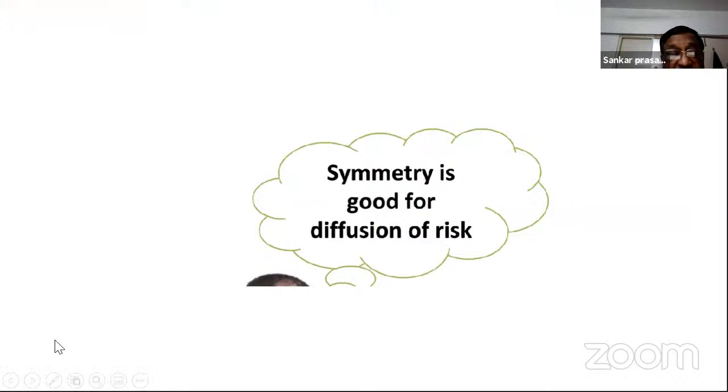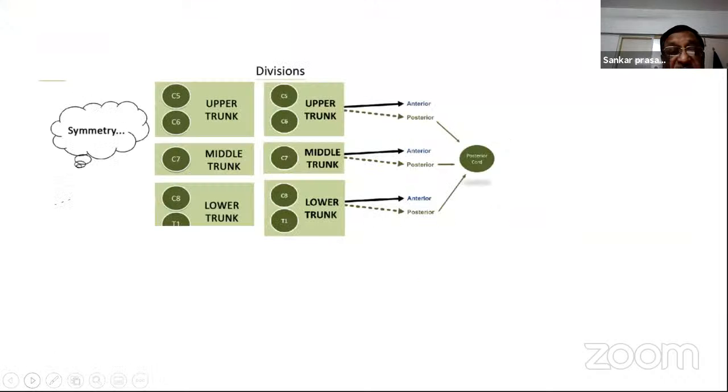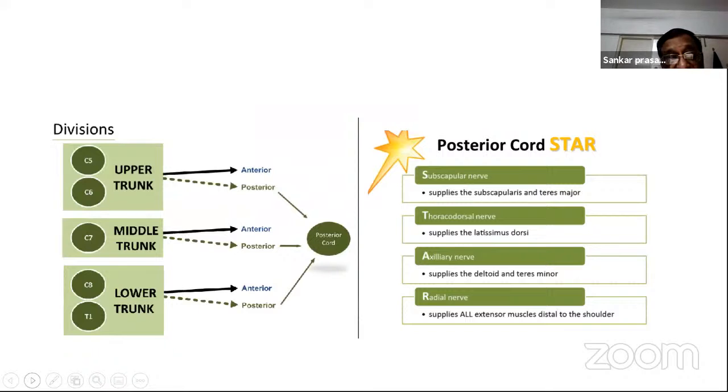So symmetry is good for diffusion of the risk. As I said, C5, C6 is the upper trunk, and this will give rise to anterior and posterior divisions. The C7 is the middle trunk. Again, it divides into anterior and posterior divisions, and C8 and T1 is again the lower trunk with anterior and posterior divisions, and all the posterior divisions will join to form the posterior cord. Most of this looks very familiar, but whenever we have to deal clinically it becomes very confusing.